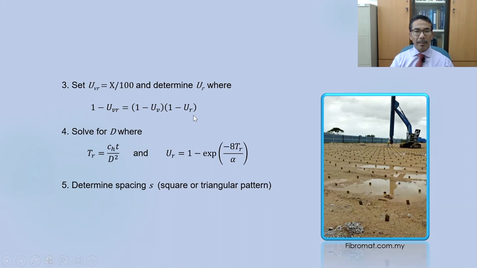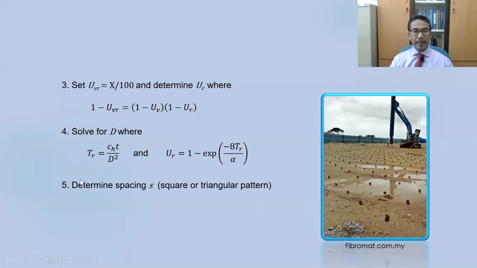Step number four is to solve for D, that is the equivalent diameter of the soil around the drain, where we have to refer to two different equations. First is the time factor for radial consolidation, given as T sub R equals C sub h multiplied by t divided by D squared, and U sub R equals 1 minus exponential of minus 8 T sub R divided by alpha. In this equation, C sub h is given, t is given, so we have to solve for D. But in order to solve for D, we have to use in this equation the degree of radial consolidation that we obtained from the previous step, U sub R equals 1 minus exponential of minus 8 T sub R divided by alpha.